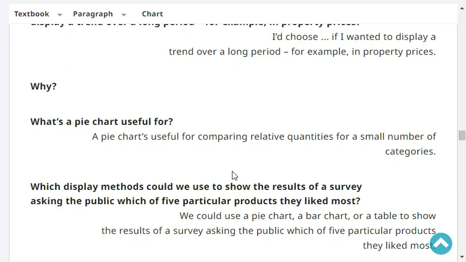What's a pie chart useful for? A pie chart is useful for comparing relative quantities for a small number of categories.